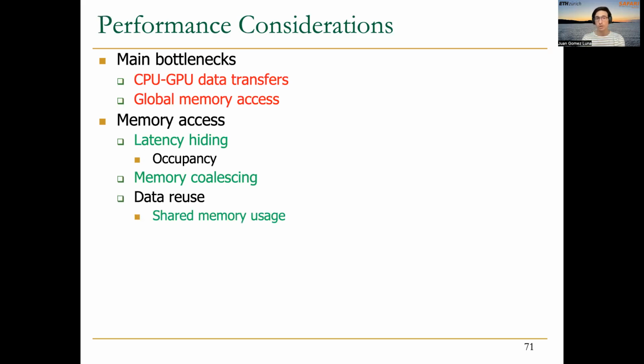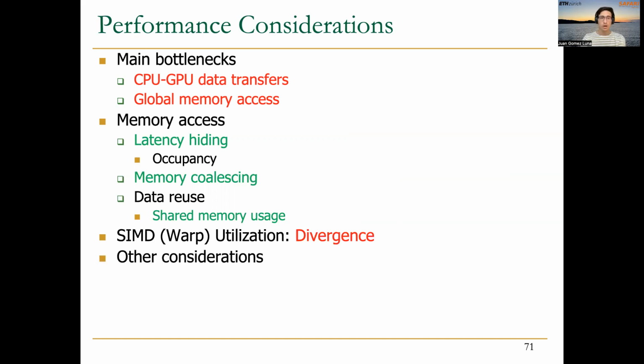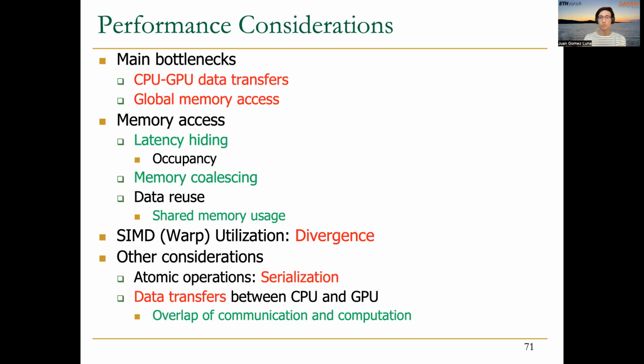We should take advantage of data reuse, for example, in shared memory. In later lectures, we will talk about data reuse in registers as well. And we should avoid warp divergence, basically maximize the utilization of the SIMD units or the warps. There are other considerations, such as the use of atomic operations that can cause serialization. Regarding the CPU to GPU transfers, one way of optimizing them, if it's possible, is to partition the data into multiple chunks that are transferred and operated on independently, and this way we can overlap communication and computation.